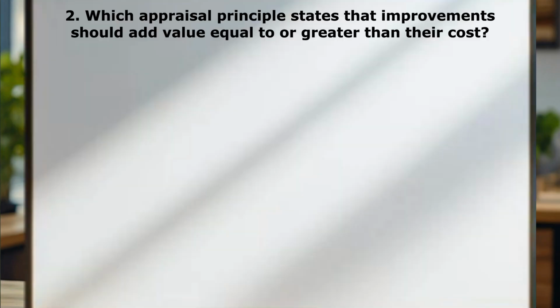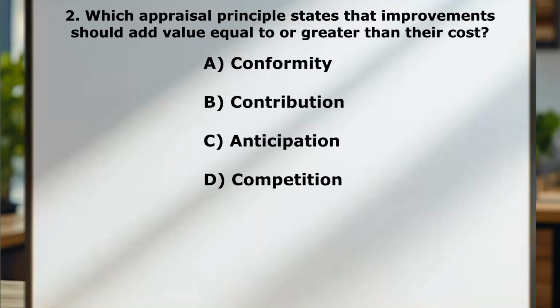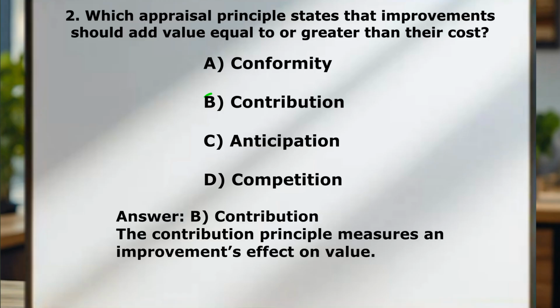Question number 2, which appraisal principle states that improvements should add value equal to or greater than their cost? A, conformity. B, contribution. C, anticipation. D, competition. Correct answer here is B, contribution. So the contribution principle measures an improvement's effect on the value of the property. And so when it comes to these different appraisal principles, make sure you understand what each one affects, and you should be getting easy points on the exam.